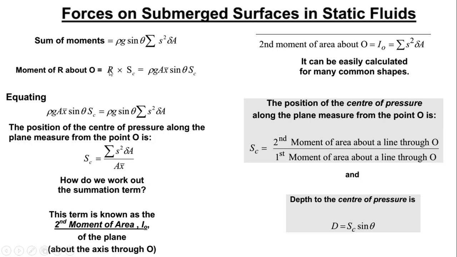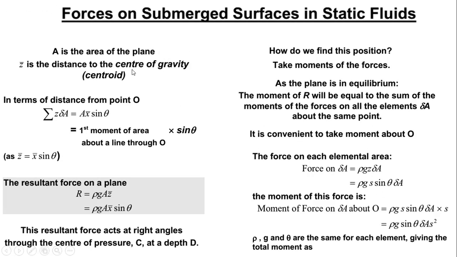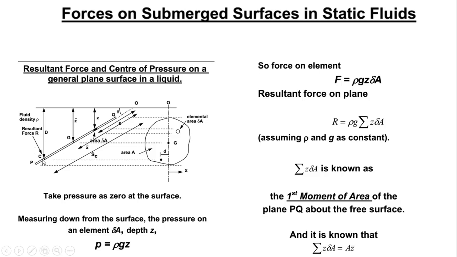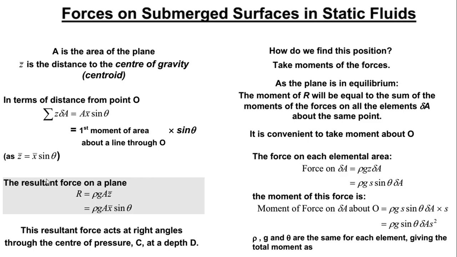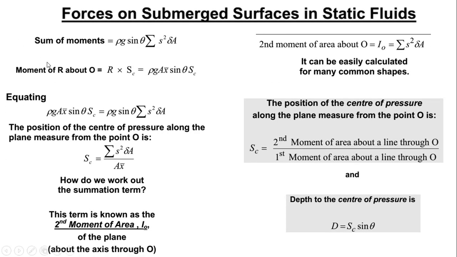So our R here, we've already calculated R. R is the resulting force, which is rho g A x bar sine theta. Then we are looking at about O, which means we have to look at the center of pressure, which is SC. So we are looking at the center of pressure, SC, here at this point. So we need to calculate this distance, SC from O. From that point, we'll get our moment of R about O.